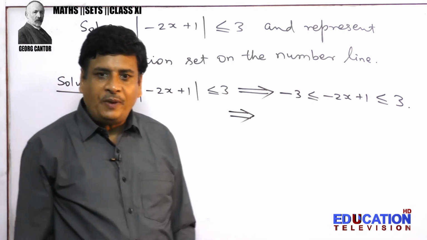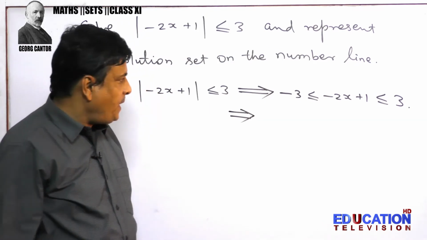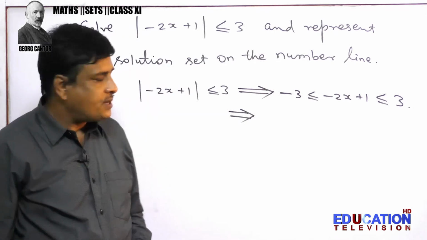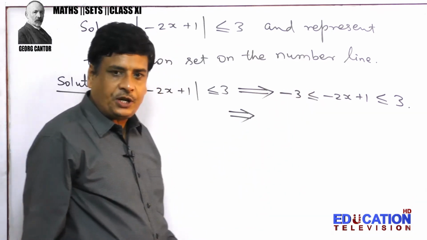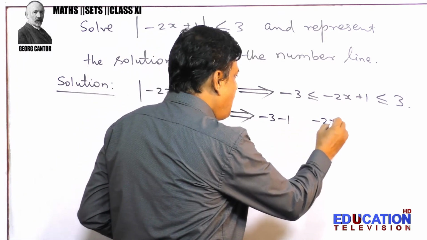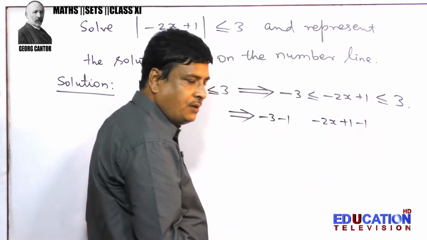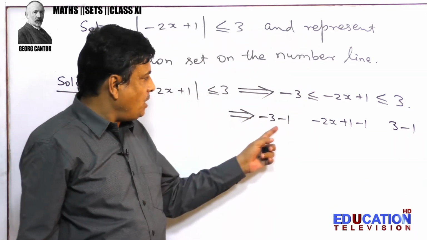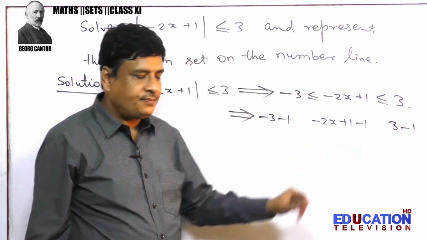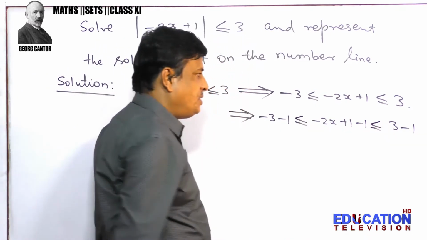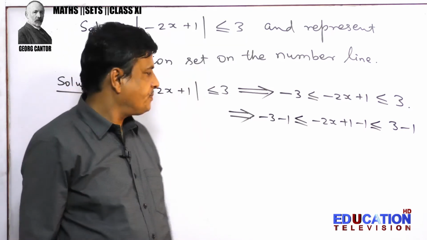We have to solve it, which means we have to find the value of x. So make x alone between the inequalities. Subtract 1 from each term: minus 3 minus 1, minus 2x plus 1 minus 1, 3 minus 1. Equal number is subtracted from each, so the inequality sign remains as it is.